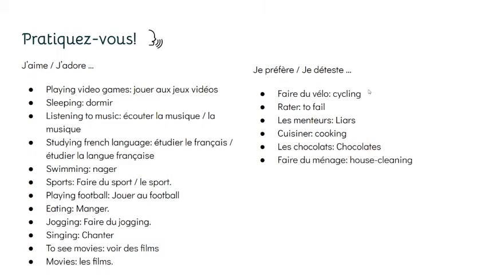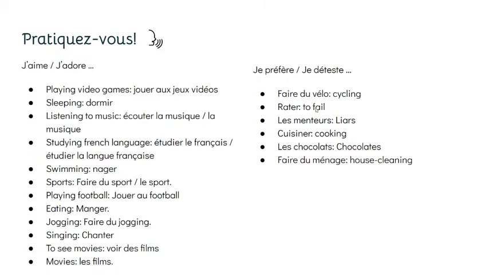Macam mana nak cakap kalau saya suka cycling? Kalau contoh saya tak suka cycling, je déteste faire du vélo. Je préfère, kalau saya suka, I prefer faire du vélo. Je préfère faire du vélo. Okay, je préfère faire du vélo. I prefer cycling.